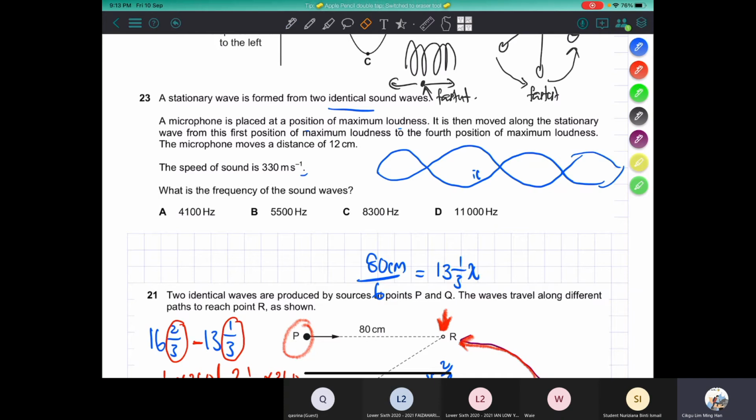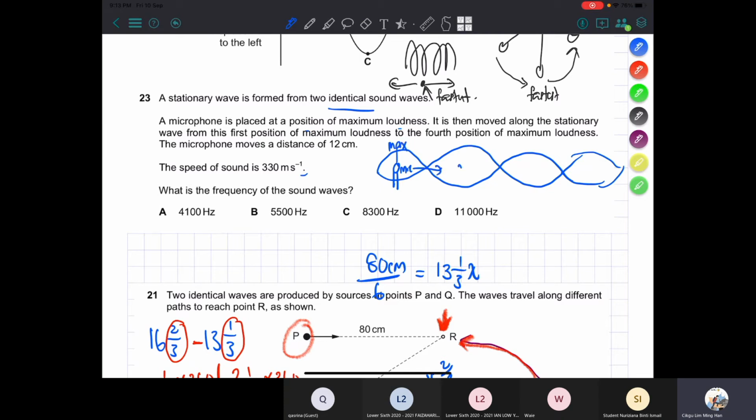Sorry, I better draw the microphone here. So this is your microphone, and here is a maximum loudness. Then it moves to the first position, then the second position, then the mic here is the third position, and the last one is the mic here, the fourth position. Let me double check again.